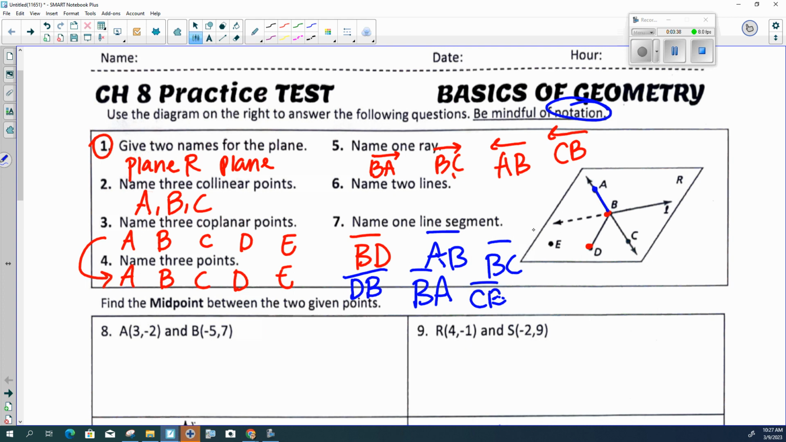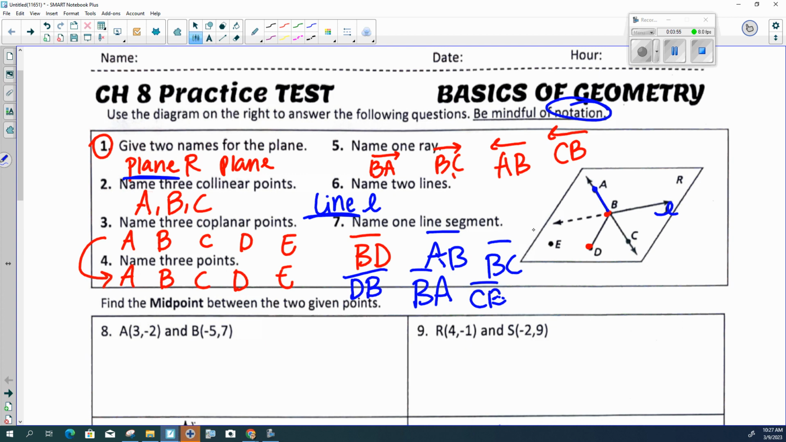So naming two lines, if you just put cursive L, it's not enough. Here you've got to tell me plane R and line L. Oh, this is the cursive L, by the way. I don't know what it looks like on your paper. It definitely doesn't look like a cursive L.